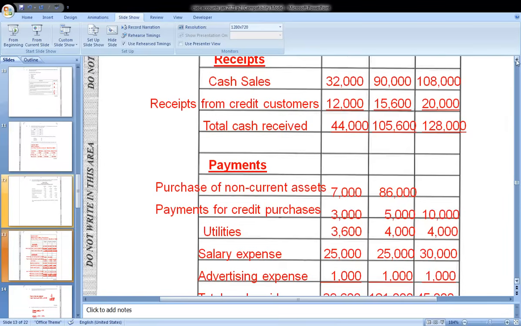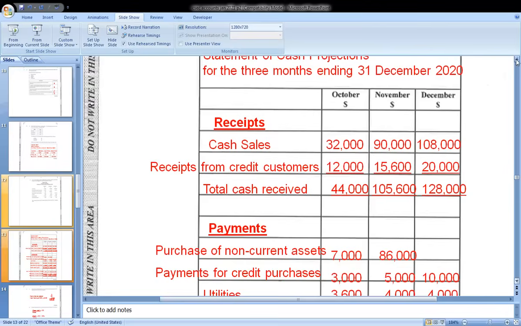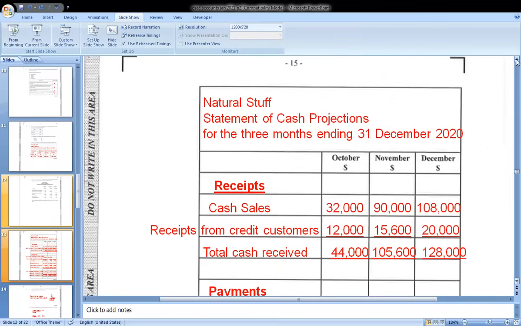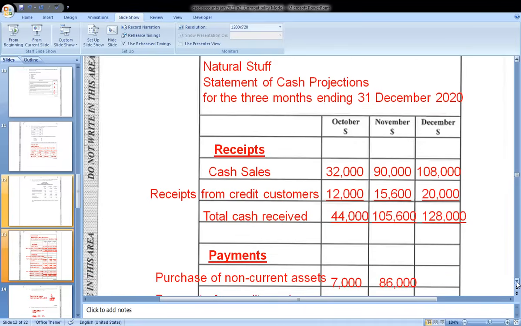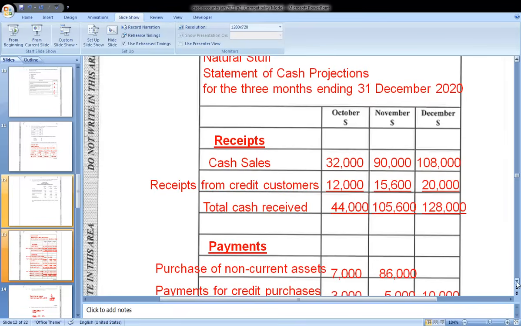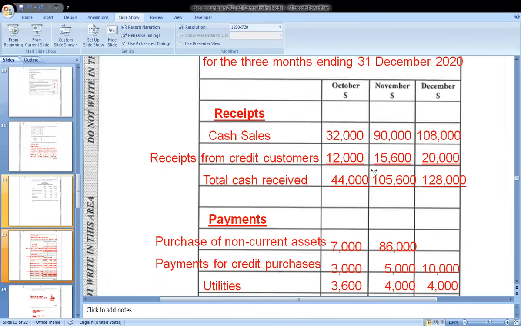So here is what your statement of cash projections should look like. Natural Stuff statement of cash projections for the 3 months ending 31st of December 2020. So there we have our 3 months. And then we simply took our information from what they gave us. Receipts, so our cash sales and the amount for it. Then we had receipts from credit customers, the amount. And so we simply add those to get the total cash received for all of them. There you have it.